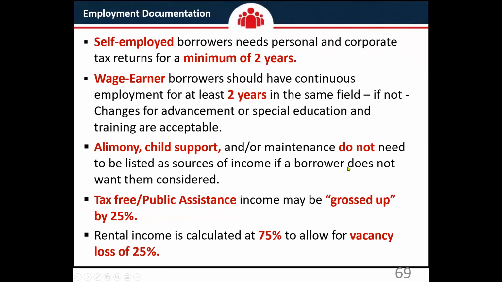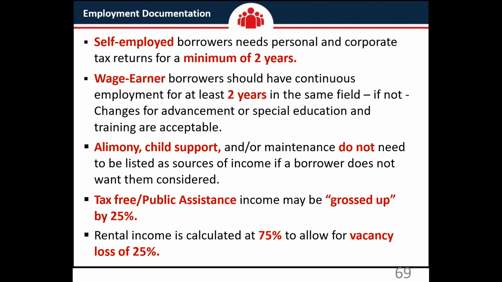Very good. Let's talk about the documentation that's required to get approval. If someone is self-employed, the borrower is going to need personal and corporate tax returns for a minimum of 2 years. They have a corporation. The wage earner borrower should have continuous employment for at least 2 years in the same field. If not, changes for advancement or special education and training are acceptable. Maybe they were working 2 years at some place, and then they got promoted to a manager in the same field at another place, then that upgrade would be acceptable.